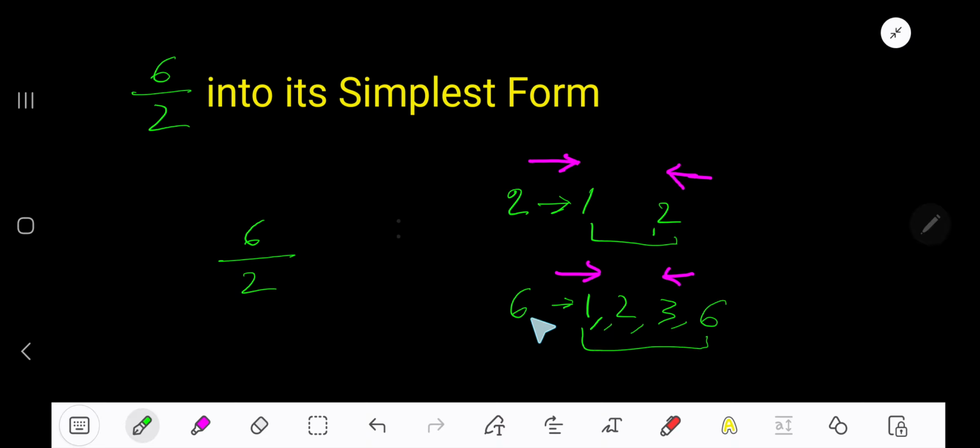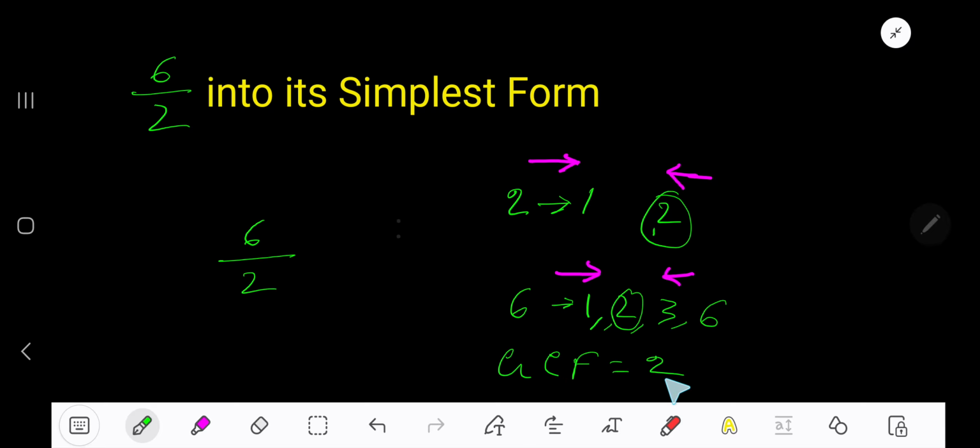1 times 6 equals 6, so 1 and 6 are the factors of 6. Then 2 times 3 equals 6, so 2 and 3 are the factors of 6. The greatest common factor between these two numbers is 2. So the GCF, greatest common factor, is 2, or the greatest common divisor is 2.